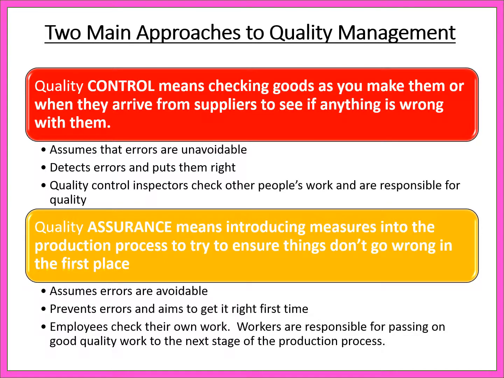So here it assumes that errors are avoidable, so you don't need to make errors. It prevents errors and aims to get it right the first time. When you're doing quality assurance, it means that you are continuously checking your own work. Instead of just producing and producing, each employee is producing, checking, producing, checking, producing, checking.